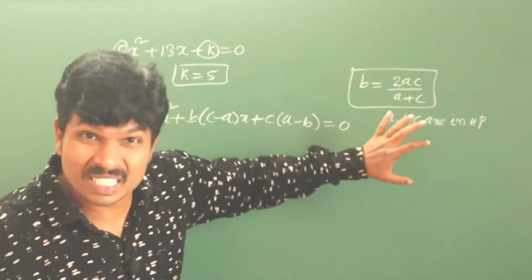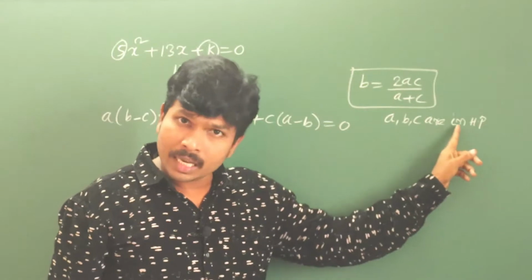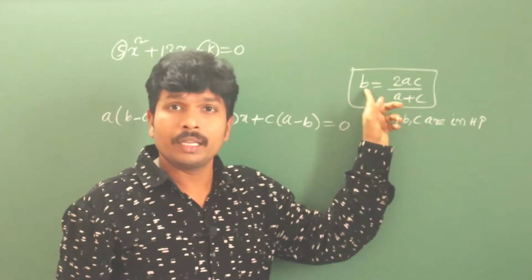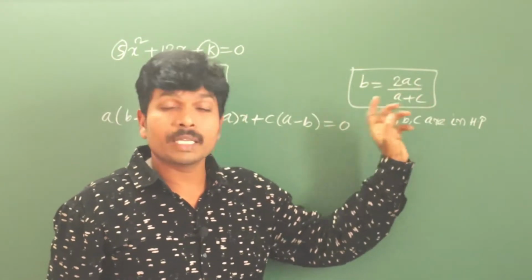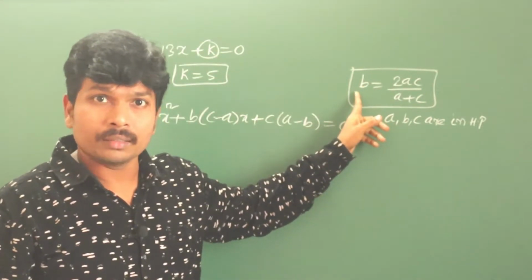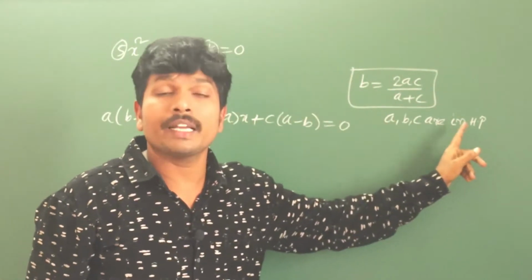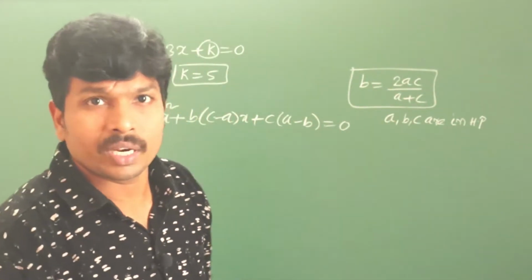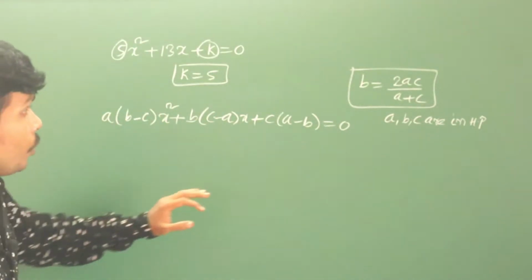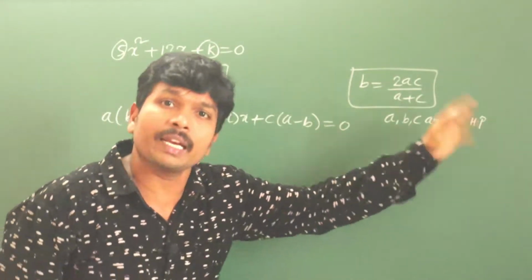Everyone must remember this statement. If A, B, C are in HP, then definitely B is equal to 2AC by A plus C. If there are 3 numbers that satisfy this result, then definitely those numbers are in harmonic progression. So you have to prove this. If you prove it, then definitely A, B, C are in HP.